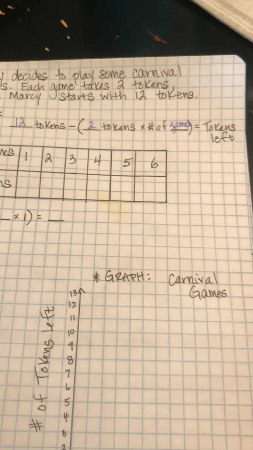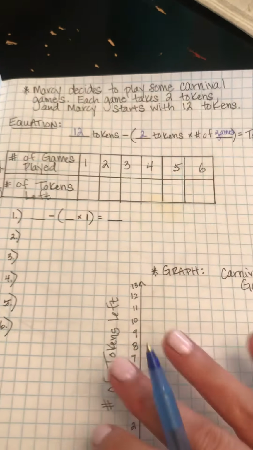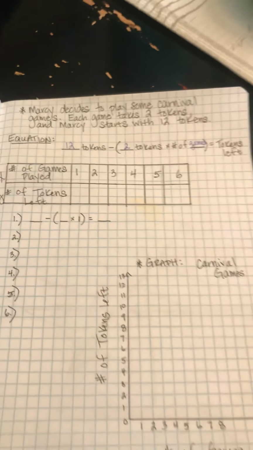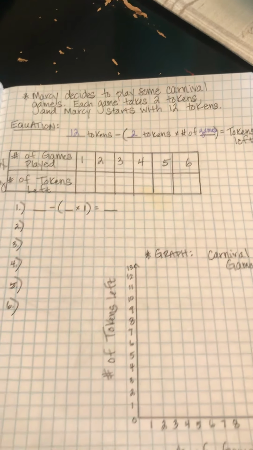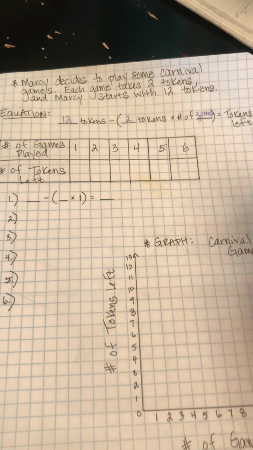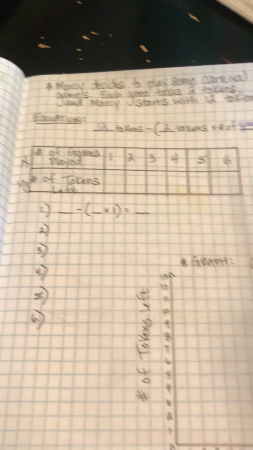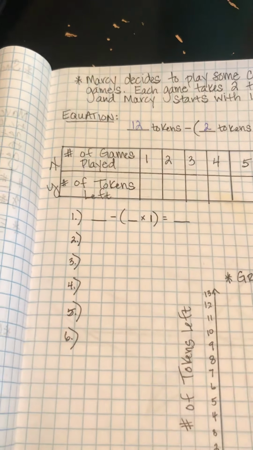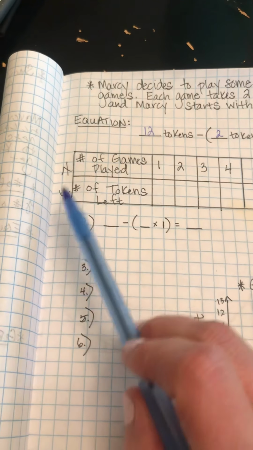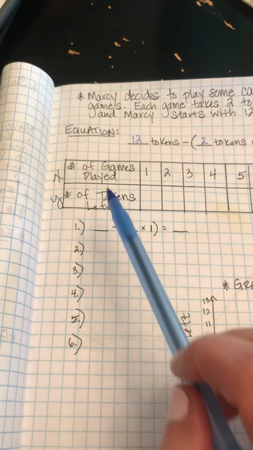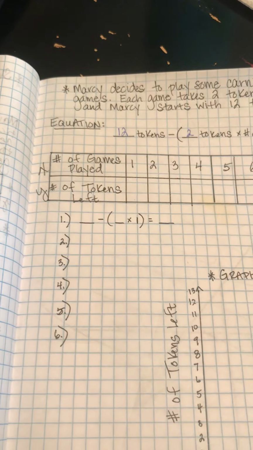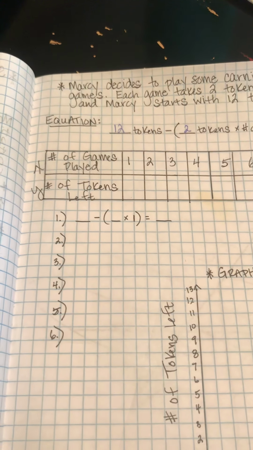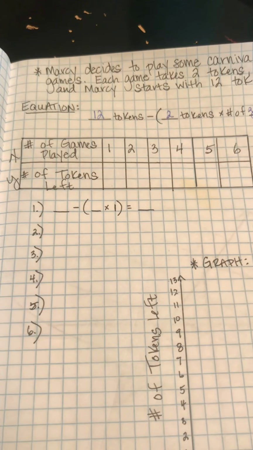And then that will tell you how many tokens are left, okay? So we're going to use that formula, that equation, to come up with our table information. You can see I've set up a table here. We have our X and our Y, number of games played, and then number of tokens left. So let's use our equation.